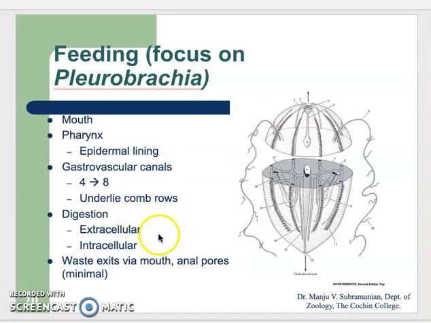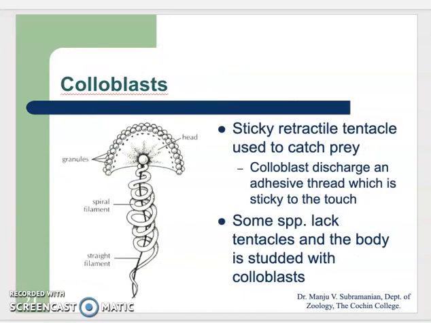And the feeding, as we have discussed earlier in detail, or the gastrovascular system contains a mouth, pharynx, and gastrovascular canals. Then digestion is extracellular and intracellular, and the waste is removed either through the mouth or through the anal pores.